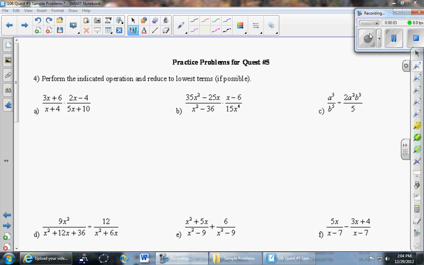This is problem number 4 on the practice problems for quest number 5. Perform the indicated operation and reduce to lowest terms if possible. Part A, 3x plus 6 over x plus 4 times 2x minus 4 over 5x plus 10.